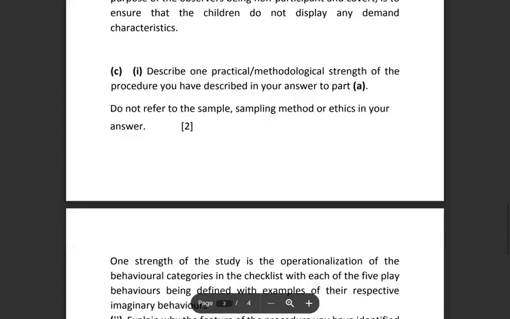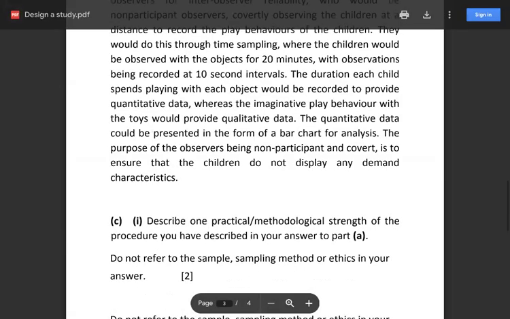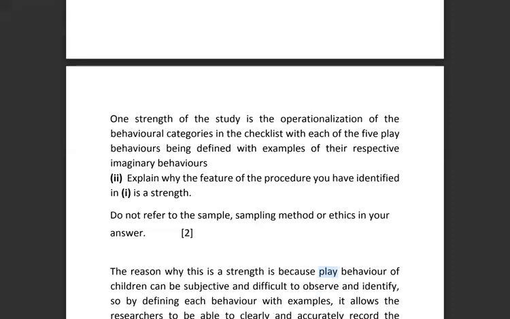Let's take a look at what part B2 is saying. Explain why the feature you mentioned in your procedure part 1 is a strength. So in part 1, you have to mention what the strength is, and in part 2, you have to explain why it's a strength. So let's see the answer I've written. One strength of the study is the operationalization of the behavioral categories in the checklist, with each of the 5 play behaviors being defined with examples of their respective imaginary behaviors. So I didn't just mention the 5 behaviors, I operationalized and defined all the 5 behaviors on my checklist. That is my strength. Why is that a strength?